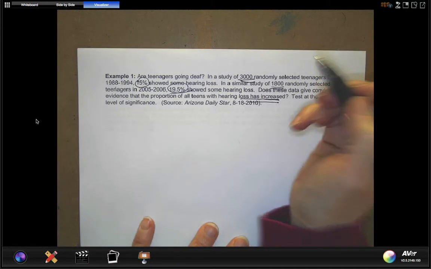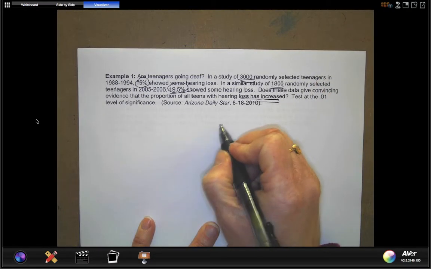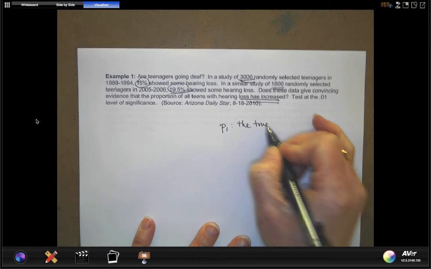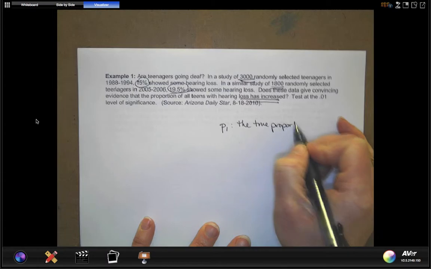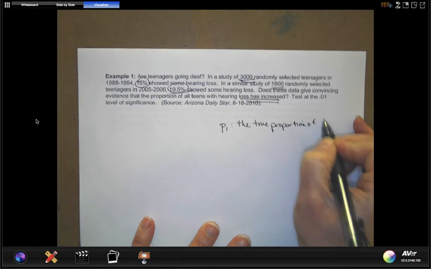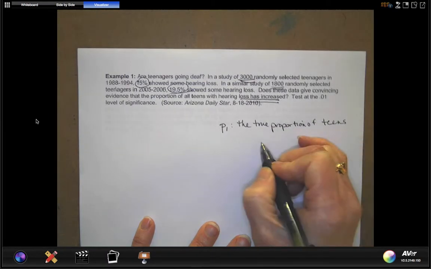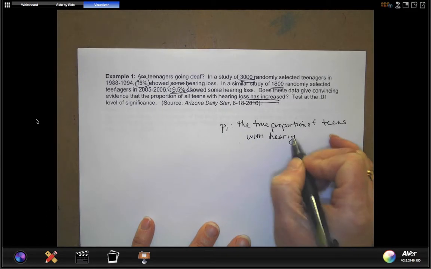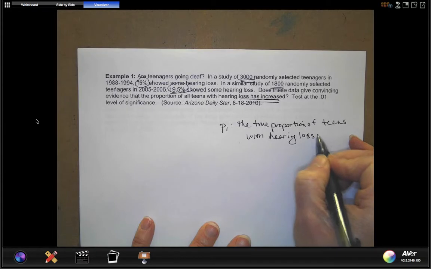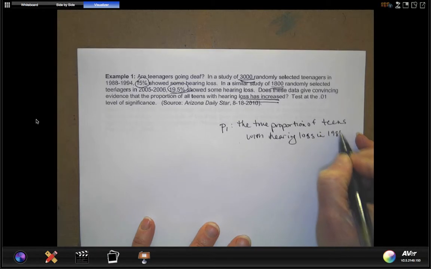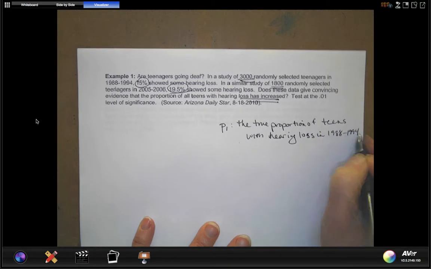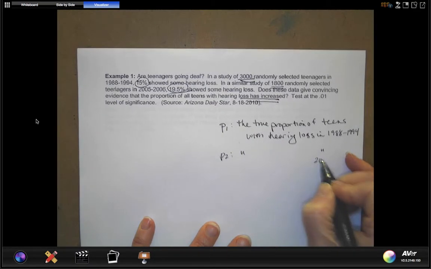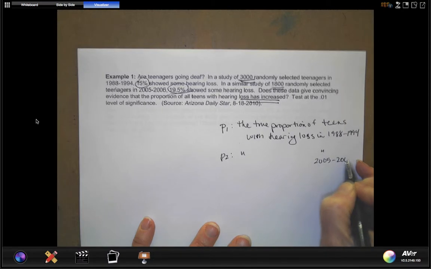I am going to make P1 the true proportion of teens with hearing loss in 1988 to 1994. And I'm going to make P2 the true proportion of teens with hearing loss in 2005 to 2006.